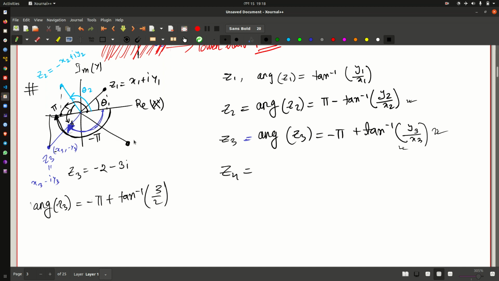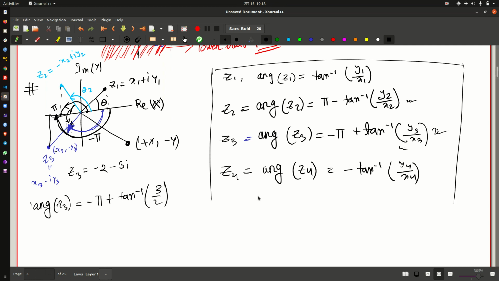that has a plus x and minus y component, and this is simple. This is just tan inverse, I mean, sorry, minus tan inverse. Let me write that properly: argument of z4 is equal to minus tan inverse y4 by x4. And these are the things that you need to calculate the argument, that means the principal argument.